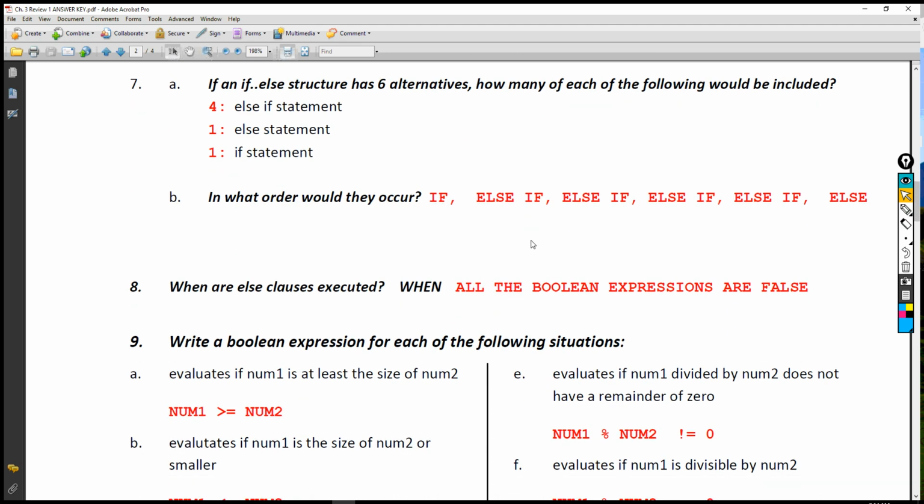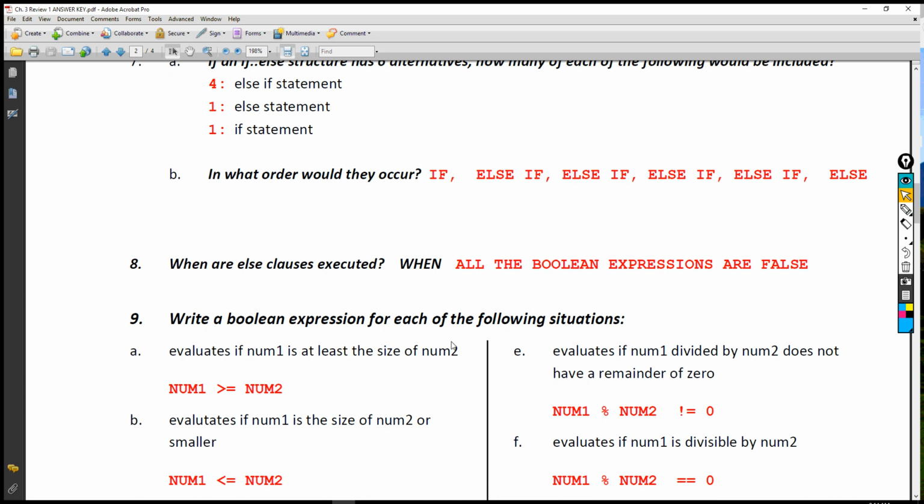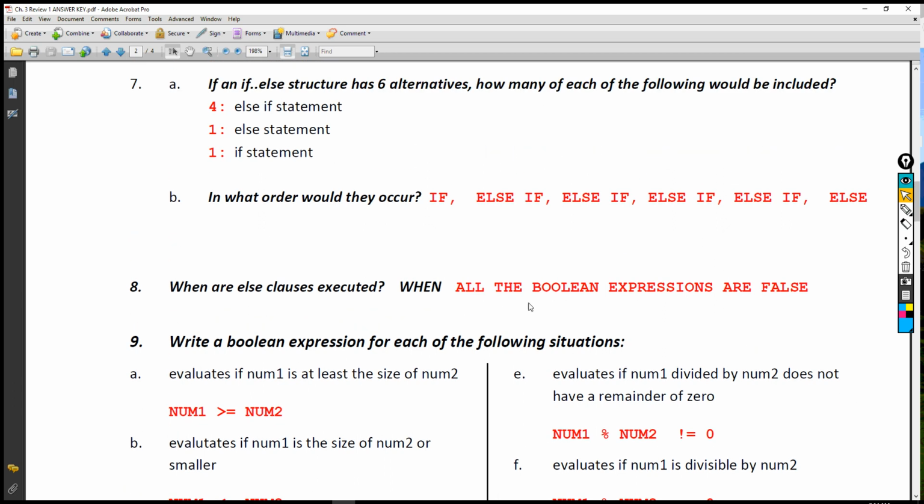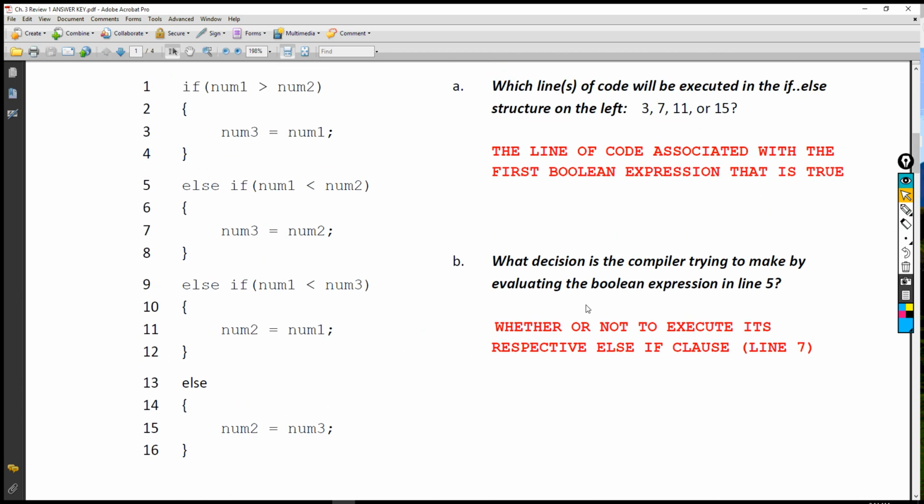In what order would they occur? And this, like we just showed here, starts at if, ends with else, everything else is else if in between. When are else clauses executed? When all Boolean expressions are false. And we've already demonstrated that up here.